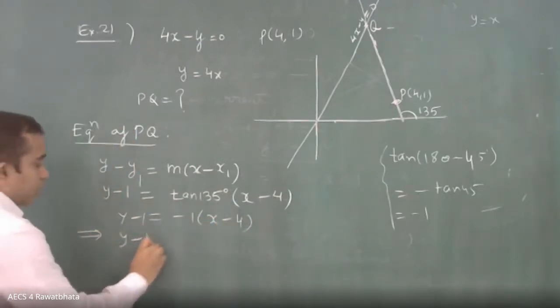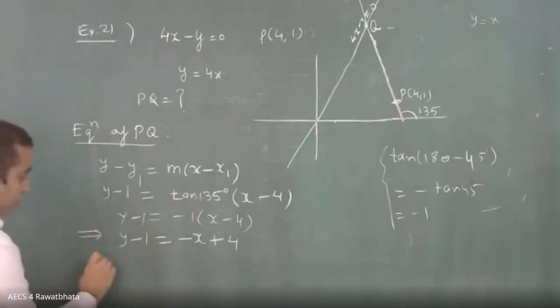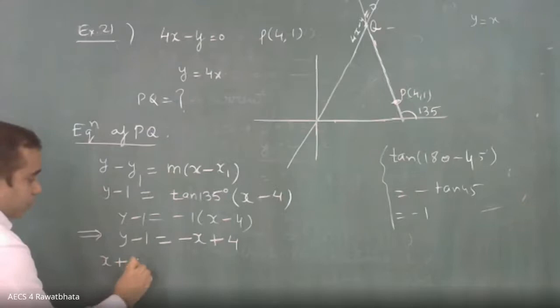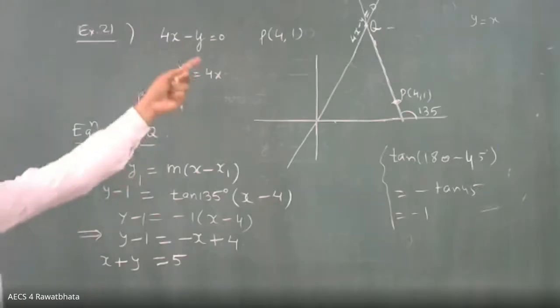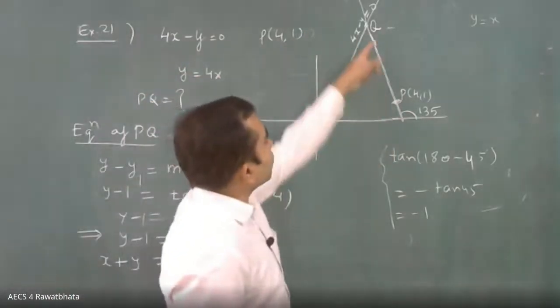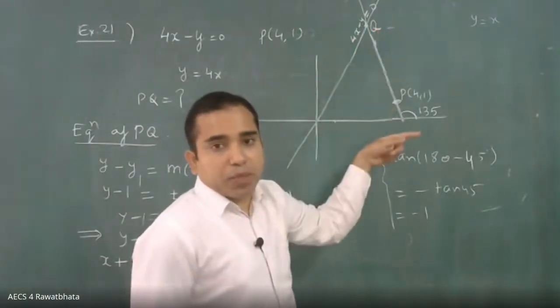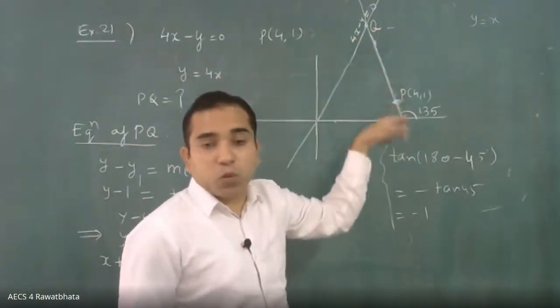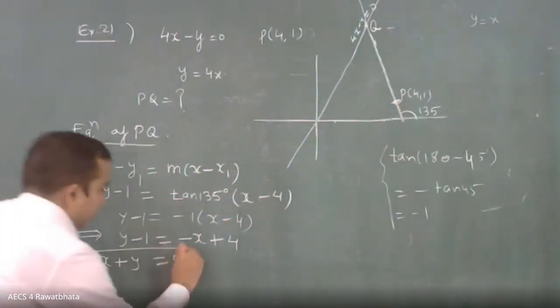Let us solve it. But what will we do? Have you thought about the equation of PQ? We will find the point of intersection with y is equal to 4x, because this equation is given to me. Once we have the PQ equation we will get Q's coordinates, the point of intersection. And once you get Q coordinates, P is already given, so use the distance formula, root of (x2 minus x1) whole square plus (y2 minus y1) whole square. Let us use that.